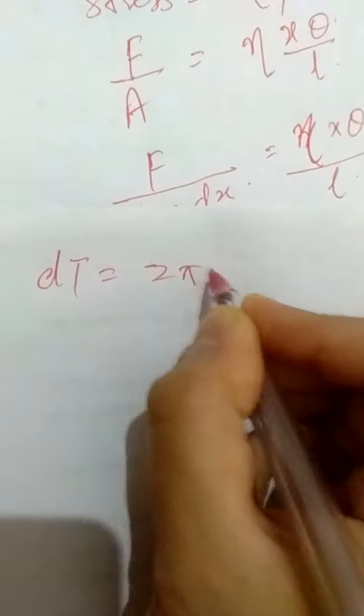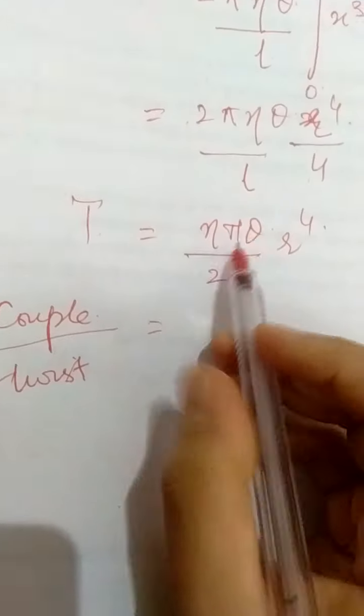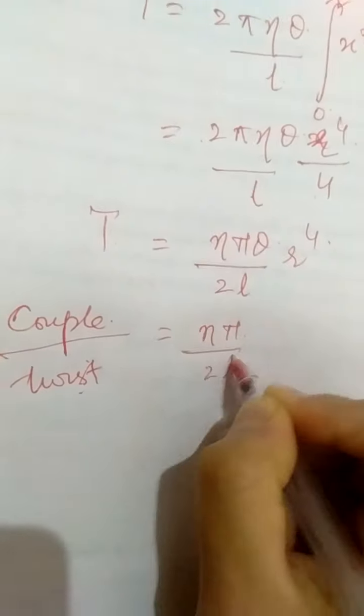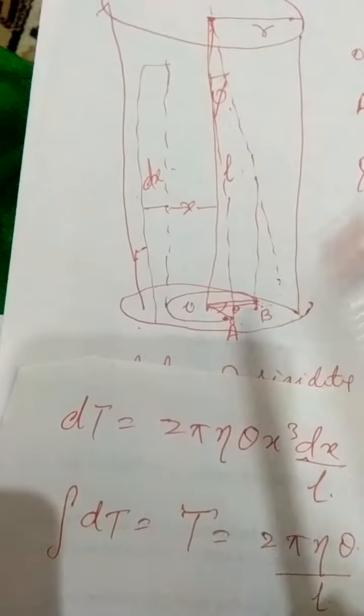But if we are interested in finding the couple or torque per unit twist, and what was one twist equal to? It was theta, because we had rotated the cylinder by an angle theta. So if we are interested in finding the couple per unit twist, we divide by theta, that is eta pi r to the power 4 by 2L. And that is the final expression for couple on a cylinder which is rotated through a small angle theta, in which the lower face gets turned by an angle phi with respect to the upper face.